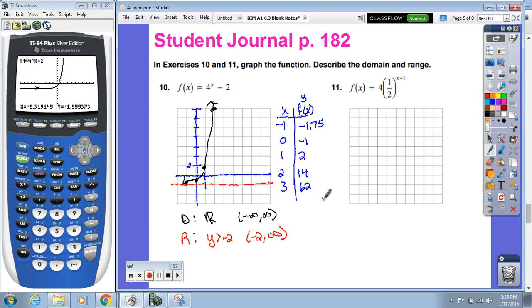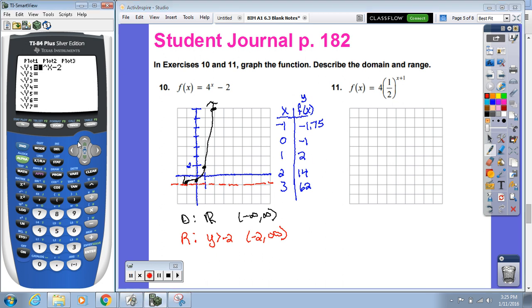Once again, we could do our table like this, or we can use a graphing device to figure out what it might be. So we can do 4 times 1/2, and I'm just going to go ahead and do 0.5 instead of 1/2, to the, now I'm going to put this in parentheses because there is x plus 1. So let's take a look at this, and let's go ahead and look at the table real quick, see if we can get some points to put on.